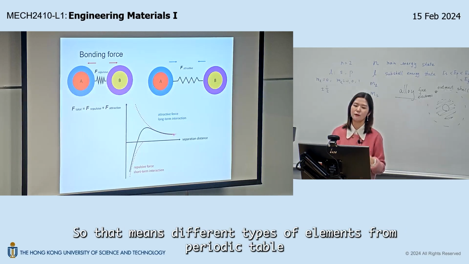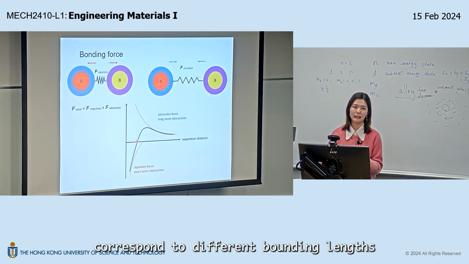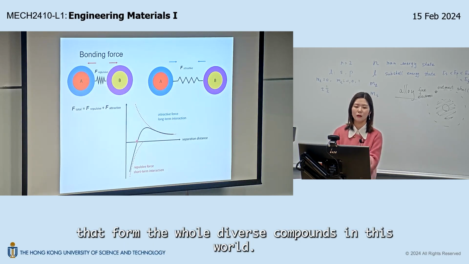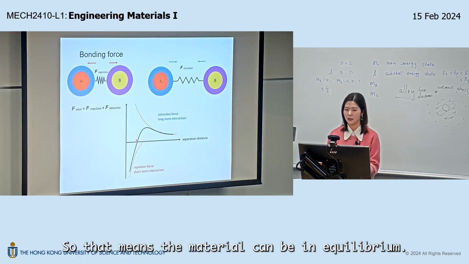So that means different types of elements from the periodic table will have different bonding strengths, corresponding to different bonding lengths that form the whole diverse range of compounds in this world. Okay, so here there's a point that corresponds to zero force. That means the material can be in equilibrium.